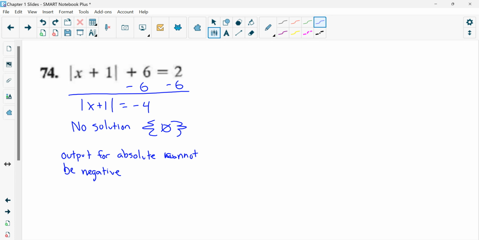So again, if you have steps along the way where there's a negative on the right side, that's fine. But once that absolute value is isolated, if it's equal to a negative, that's when it's the null set or no solution. Because no matter what you plugged in here, 100 plus 1 is 101, absolute value of 101 is never going to be negative. No matter what you plug in there, you're never going to get negative out.